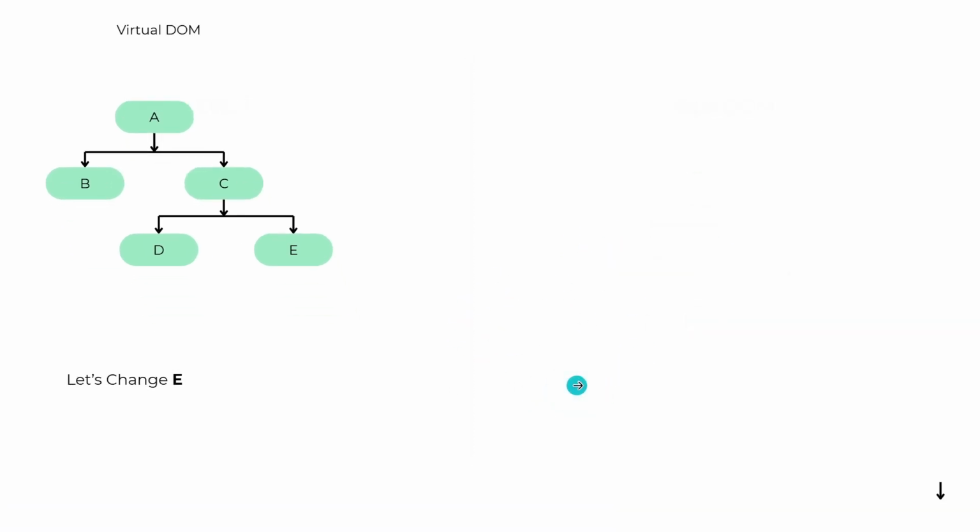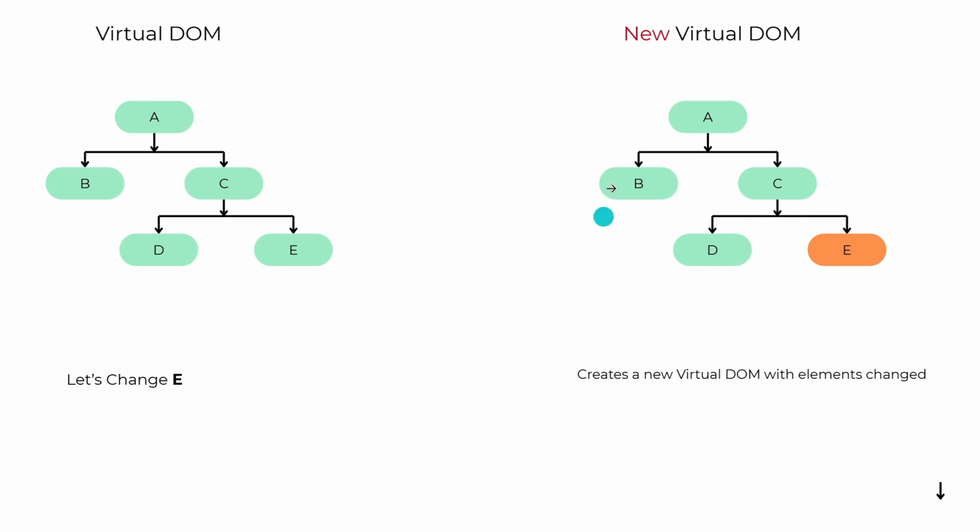When you make changes, for example, update the text, add a new element, or edit an existing element, React does not directly update the real DOM. Instead, React creates a new virtual DOM based on your changes. For example, if your UI has nodes such as A, B, C, D, E, and only E changes, React will build a new virtual DOM where only E is different.